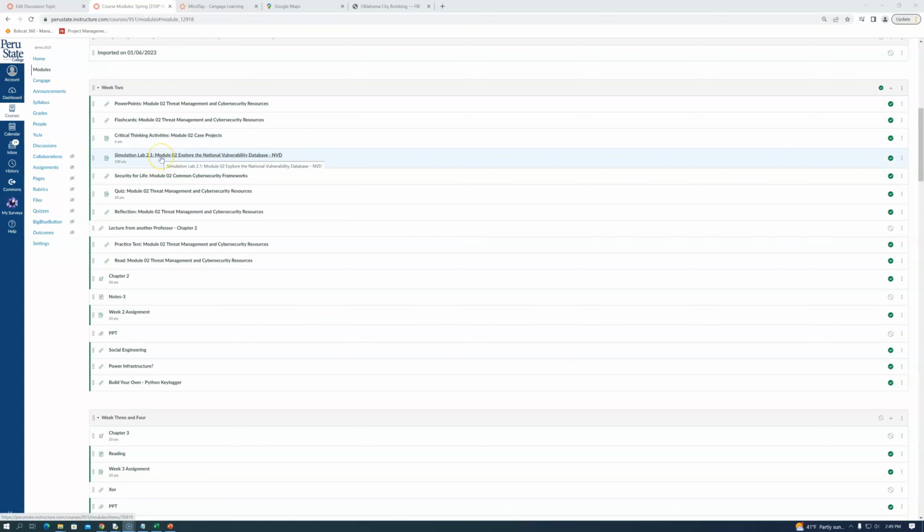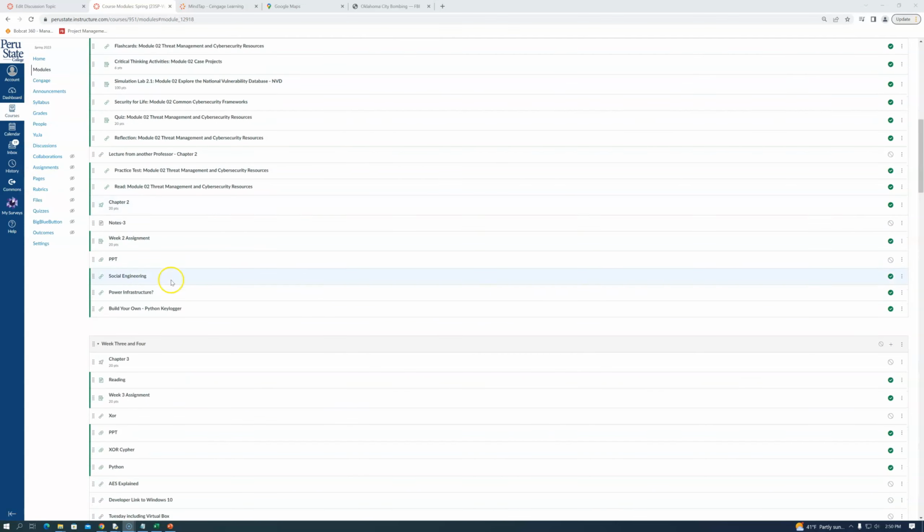You need to do the simulation lab, the National Vulnerability Database. If you hadn't heard of it, it will frighten you when you start looking at it. This is just for information. The quiz over Chapter 2 is worth some points. And then this reflection is also, again, just for informational purposes. There is a practice test that you might want to look at before you come down and take this actual Chapter 2 test. So, there are my notes I've taken out there for now.